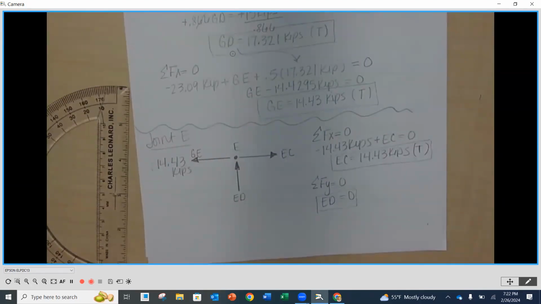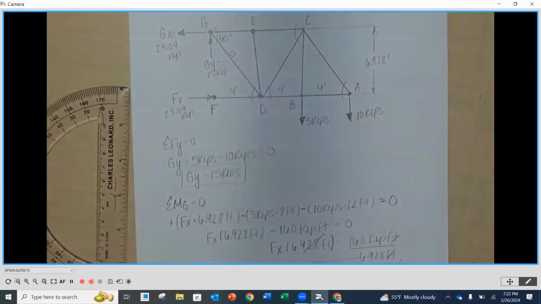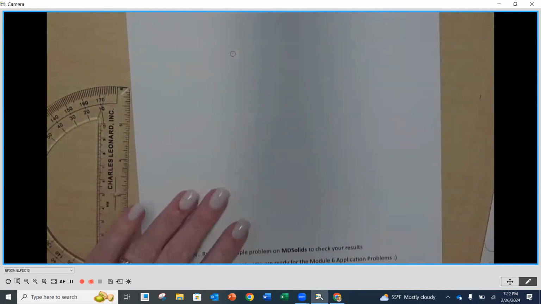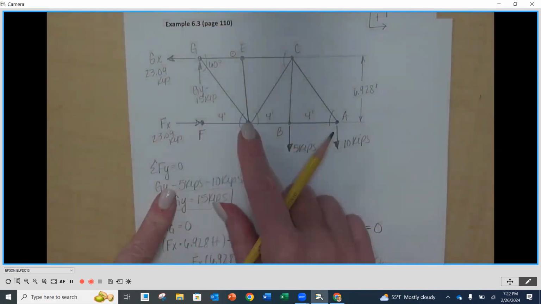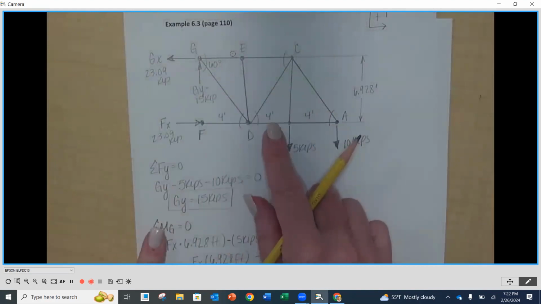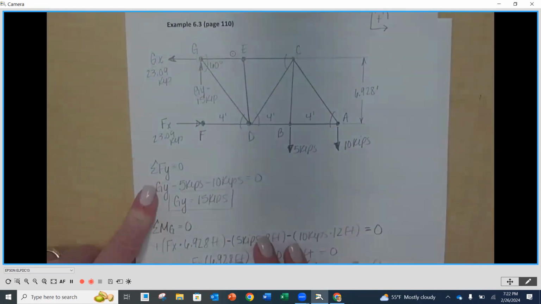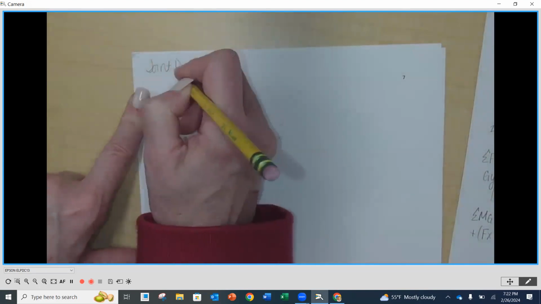Okay, any questions on joint E? So now we did G, we did E. Where do we want to go next? D. Sure, let's go down to D. On my next page here, D is at the bottom. So I'm going to show going over to F, up to G, up to E, up to C, and over to B. It's another busy point. So, joint D.